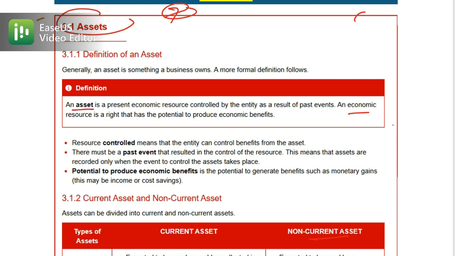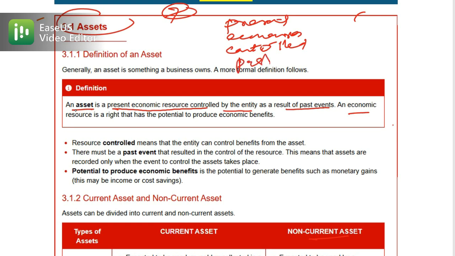So, asset is a present economic resource controlled by the entity as a result of past event. So, the first thing you understand here is the present. The second thing is economic resource controlled, and as a result of past event.